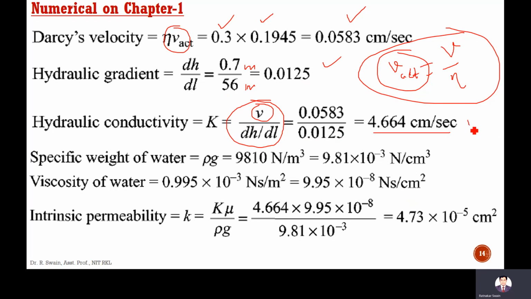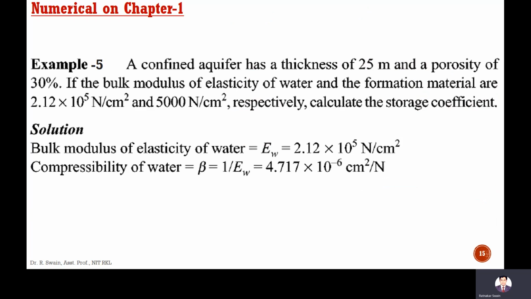So once we calculate this K, then the intrinsic permeability, that we have already discussed, is this capital K, the hydraulic conductivity, into mu divided by rho g. So this capital K is 4.664 cm per second into mu. Mu is the viscosity coefficient that is given, 0.995 into 10 to the minus 3 Ns per meter square. So you have to convert it into cm square. Just put the values here, mu and the specific weight rho g. If you put the values, you will get 4.73 into 10 to the minus 5 cm square. So like this, problems can be solved.